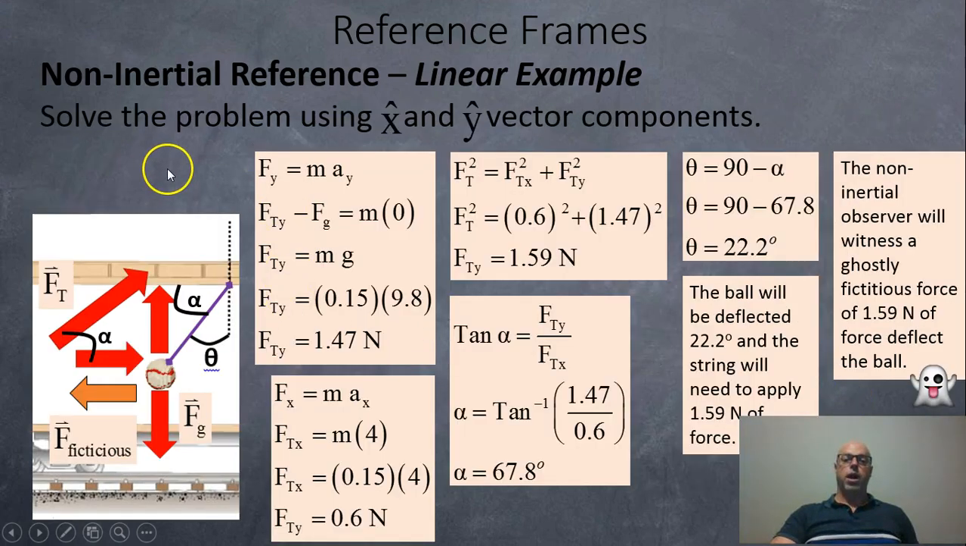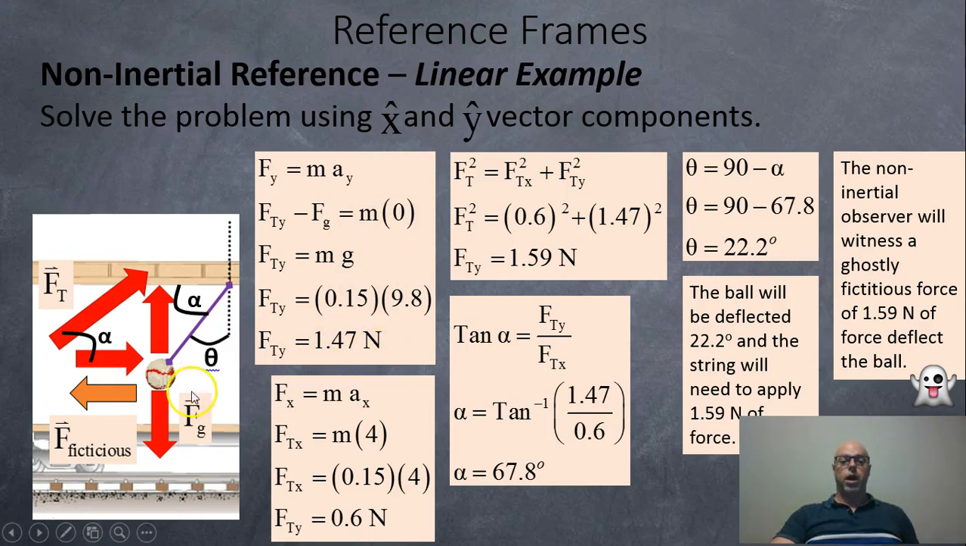Okay, so in the y direction, we're going to break this up into x and y vectors. In the y direction, the force of gravity is pulling down, and the tension now has a y component up. So that's going to be the force of tension times the sine of the alpha angle there. So the tension up, subtract the force of gravity. The ball's not going to accelerate down or up. It's just going to sit there. So that's why the acceleration in the y direction is 0. So the tension up is going to be 1.47 newtons.